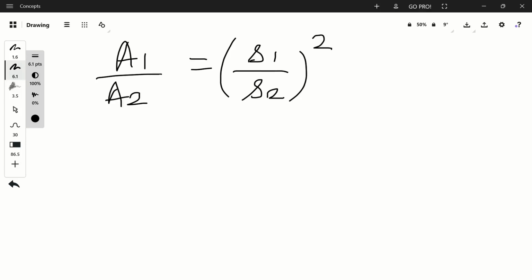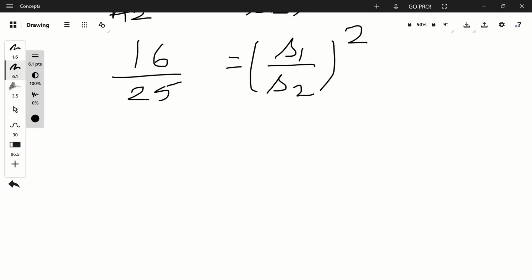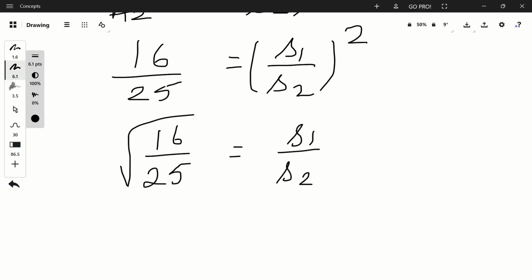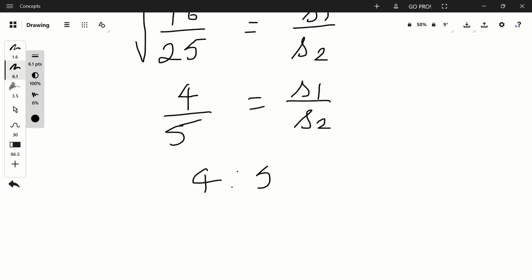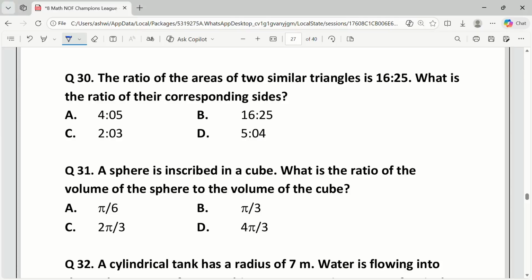Given the ratio of areas is 16:25, we have 16 upon 25 is equal to S1 upon S2 whole square. Taking square roots of both sides, we have root 16 upon 25 is equal to S1 upon S2, which is equal to 4 by 5. So the ratio of the corresponding sides is equal to 4:5. Comparing with the options, the answer is A, 4:5.